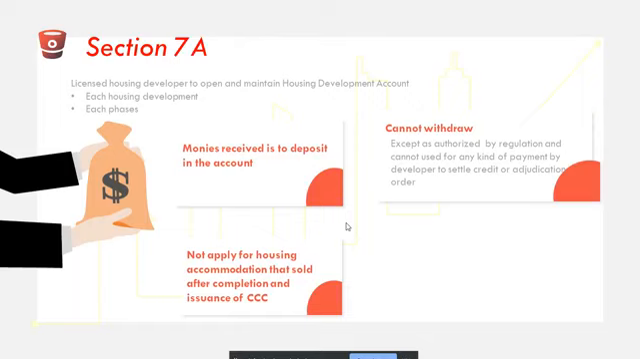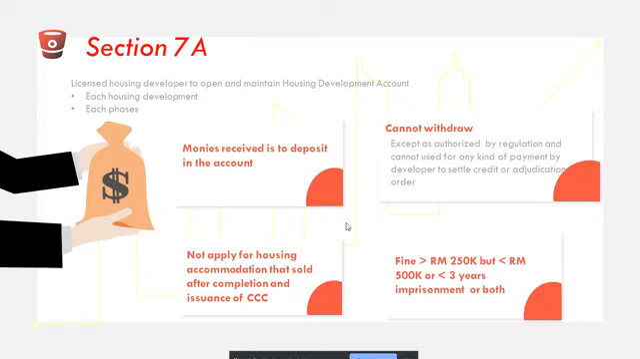So not apply for housing accommodation that sold after completion of CCC lah. CCC dah keluar, so benda ni tak terpakai lah. Kalau rumah tu dah siap, tak terpakai lah atas 7A ni, section 7A ni. So fail to do so, fail untuk membuka account, fail untuk maintain the proper account, denda akan dikenakan lebih pada RM250,000 dan kurang pada RM500,000 lah, atau 3 tahun penjara atau kedua-duanya sekali.